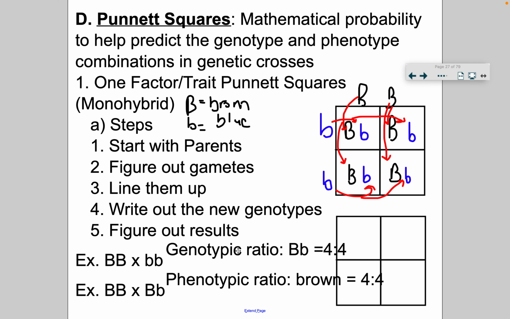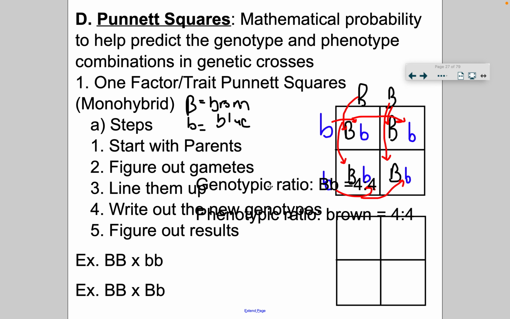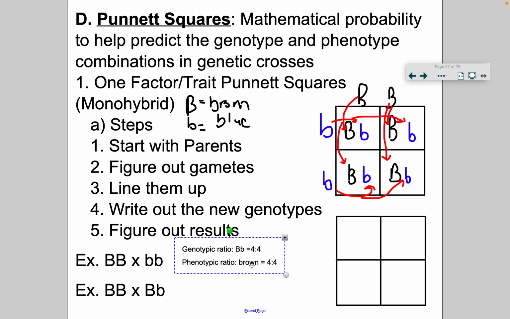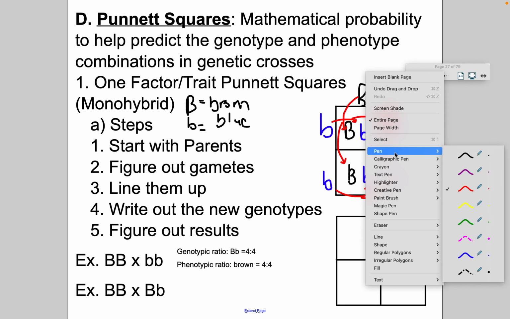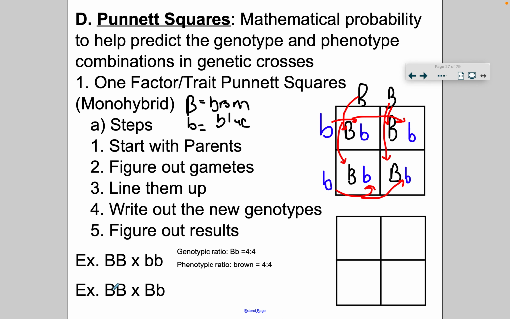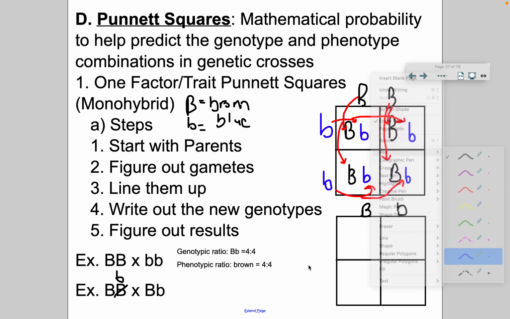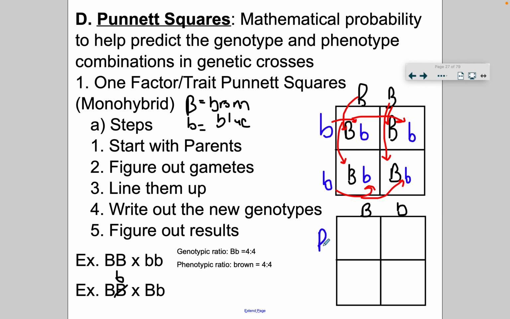Okay. All right. So I'm going to shrink this. So that's for the first one here. Okay. So let's do the second one here. Parent number 1, you know what? I'm going to switch this up. Let's change this to a little b. So parent number 1, big B, little b. Parent number 2, big B, little b.